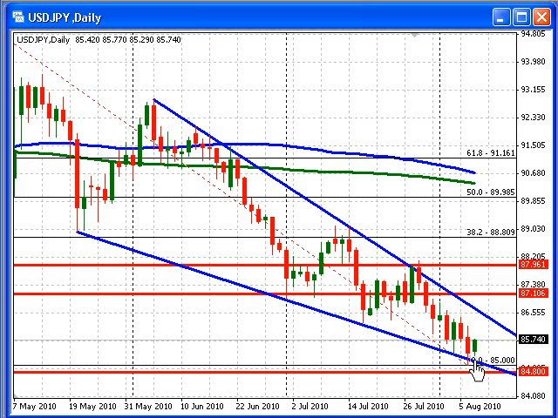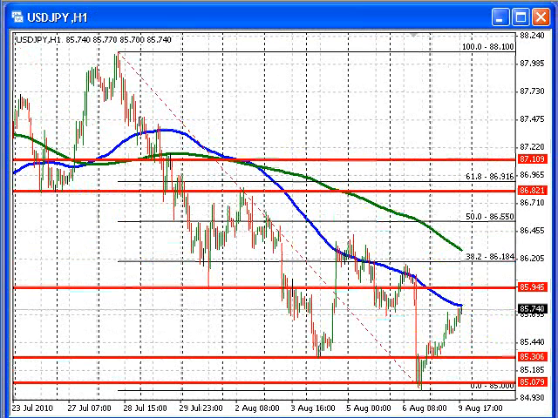In fact, we have an inside trading day here with the market low coming in at the 85.29, the high coming in at 85.77, currently trading at 85.74. Now, I mentioned that we are testing some resistance level. I think I did, but we are.